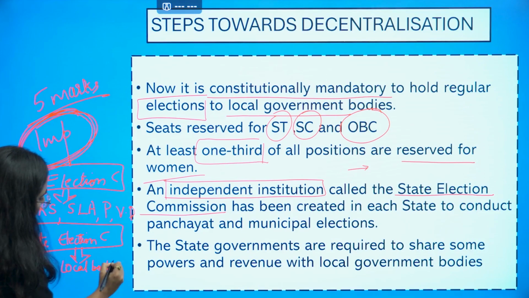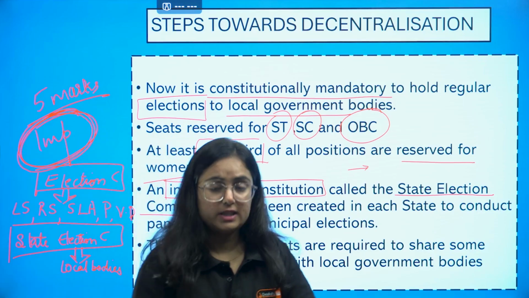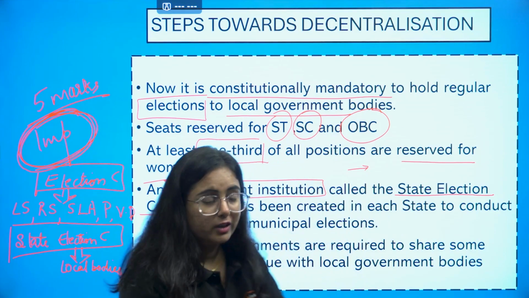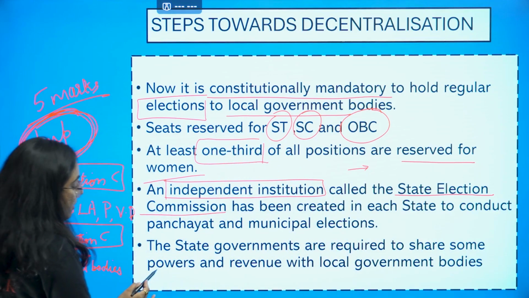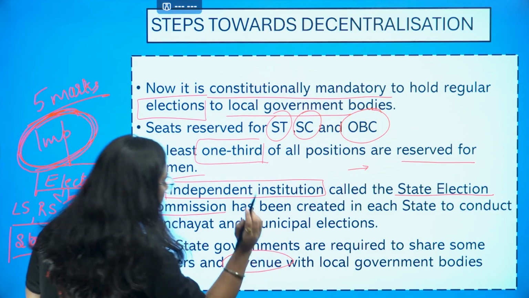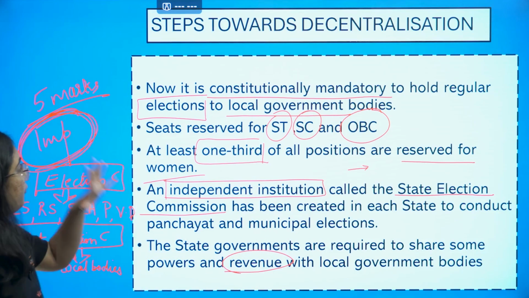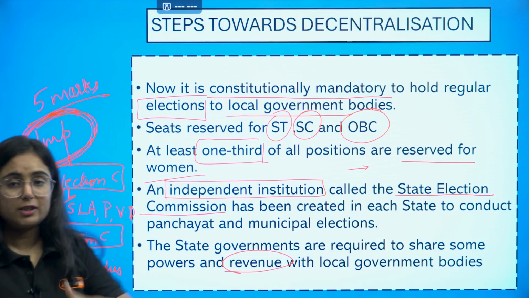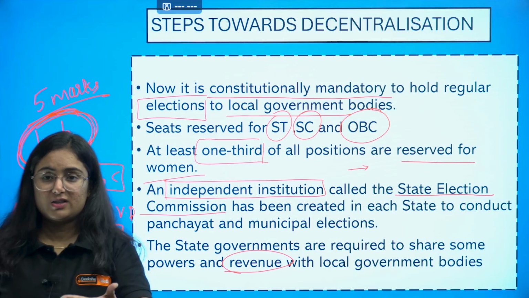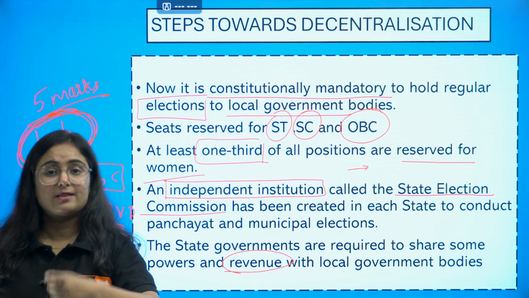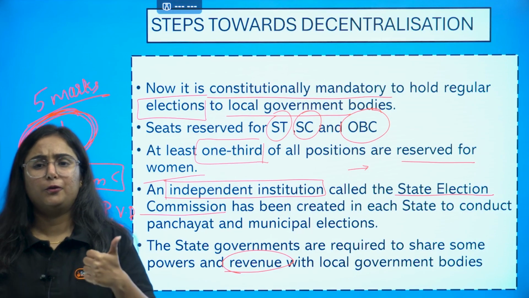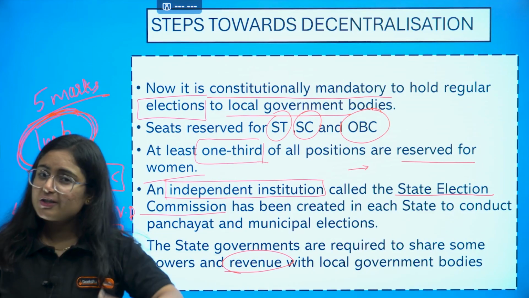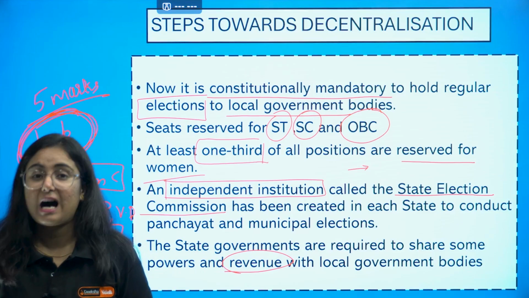Get my point? And very important, how will these local bodies work if they have no money? So they were allotted money by giving them some powers to collect revenue. So, 5 points. What are the steps taken for decentralization? Point number 1, elections made constitutional. Seats reserved for ST, SC, OBC. One-third of seats reserved for women. An independent institution, the State Election Commission, was formed. And powers to collect revenue were shared. Hope you are done with this answer.